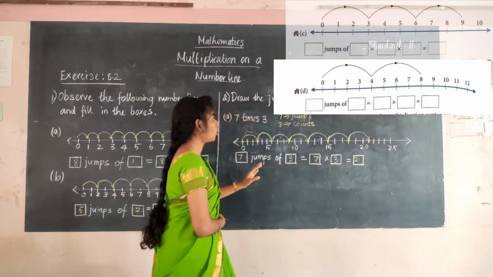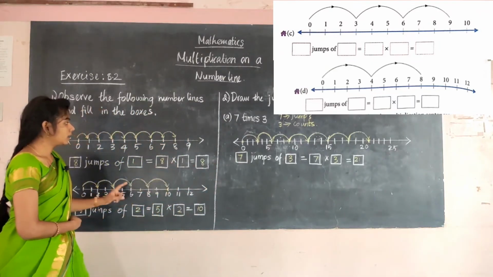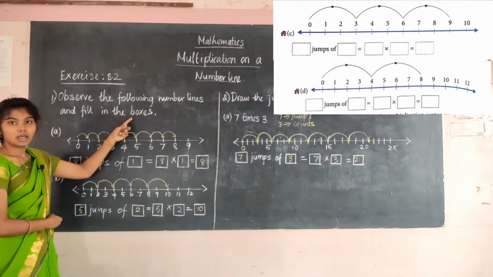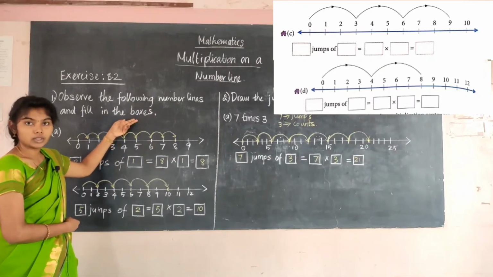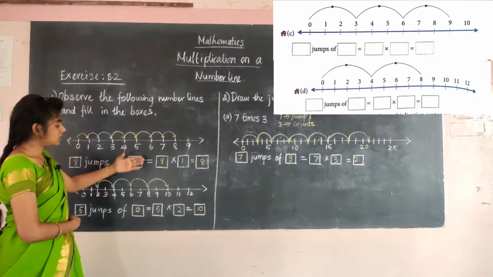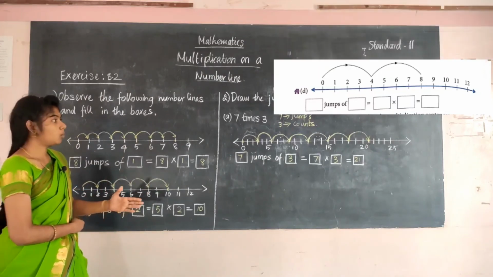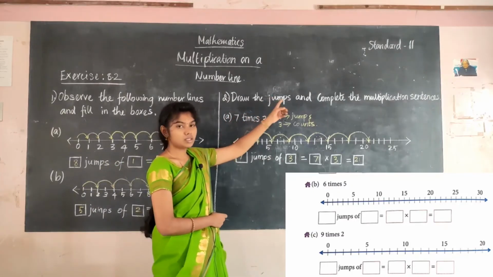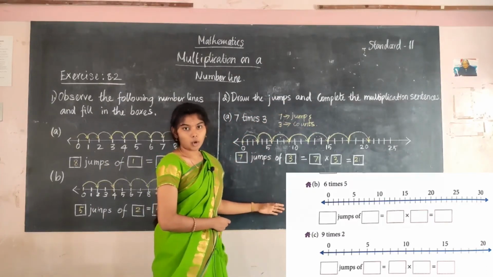So the remaining problems you are going to do as homework. Here in the first one, observe the following number lines and fill in the boxes. Remaining 2 problems are there. You are going to do that one as your homework sum. The same thing for the 2 remaining problems also. Here also there are 2 remaining problems. You are going to draw the jumps for the rest of the 2 problems.